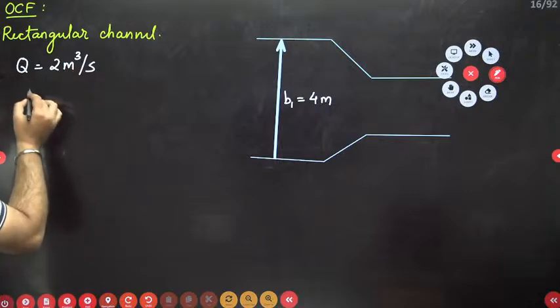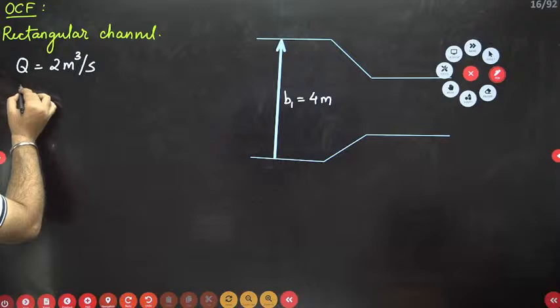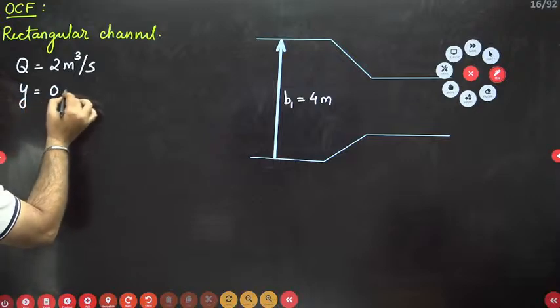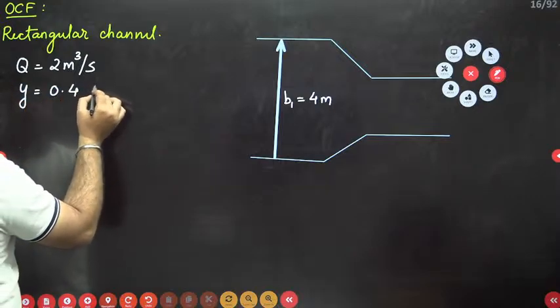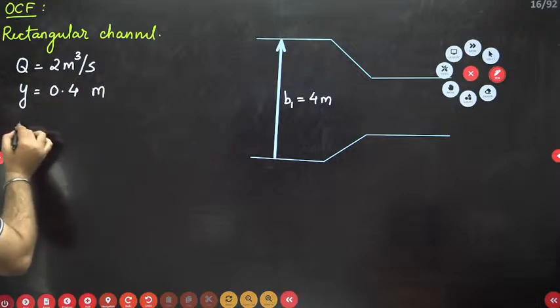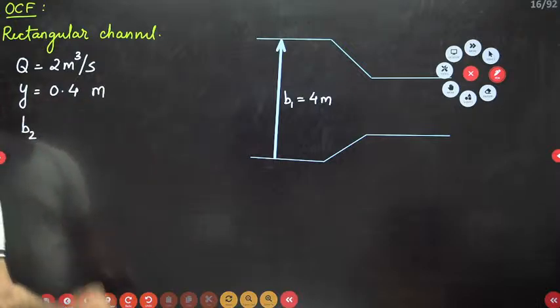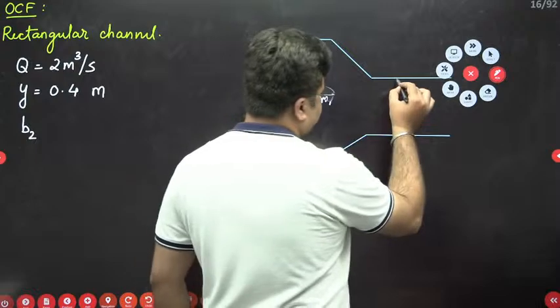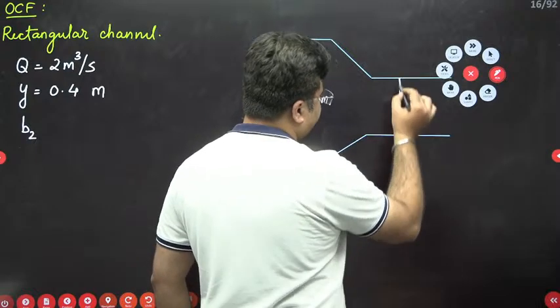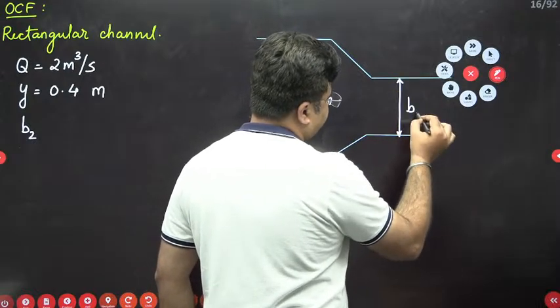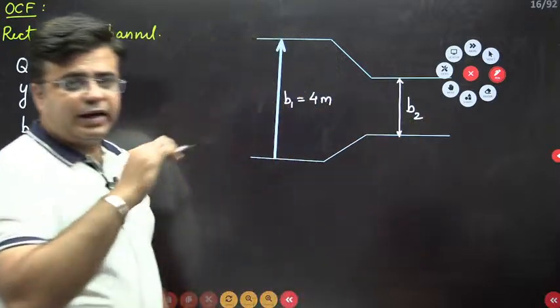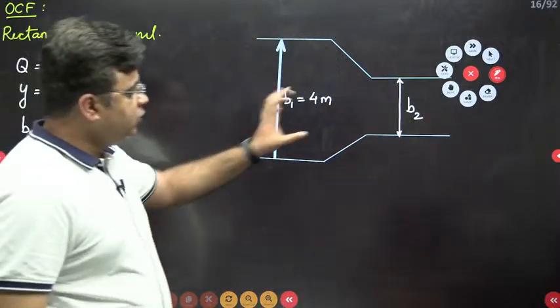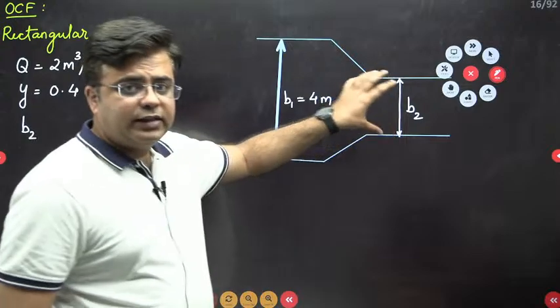Then, the depth of flow Y is given to you as 0.4 meter. You need to calculate this B2. This is the question that was asked: you need to calculate this B2 and this B2 minimum.